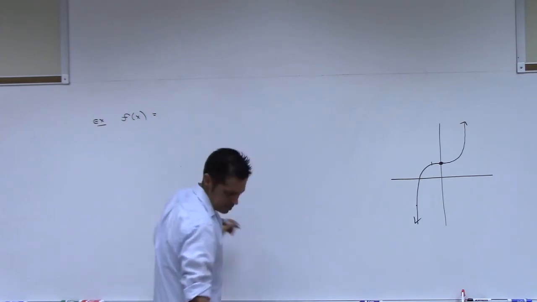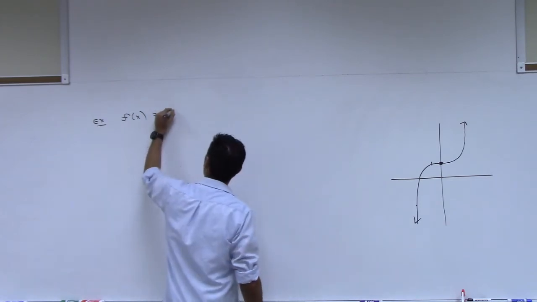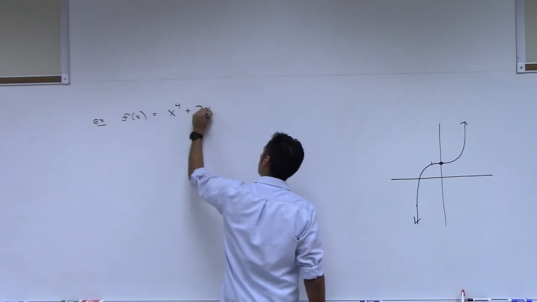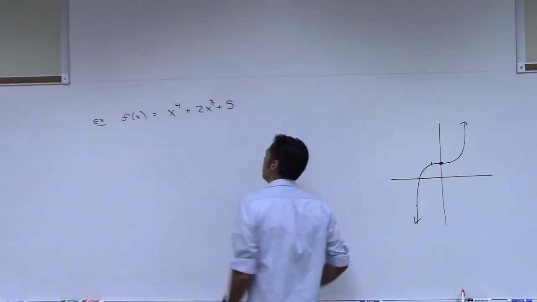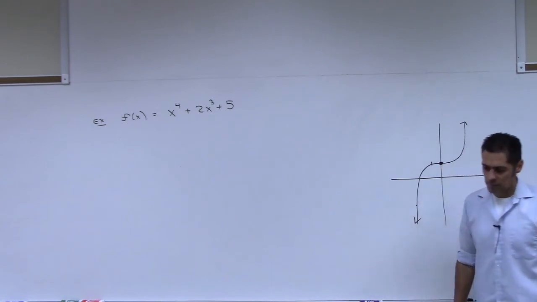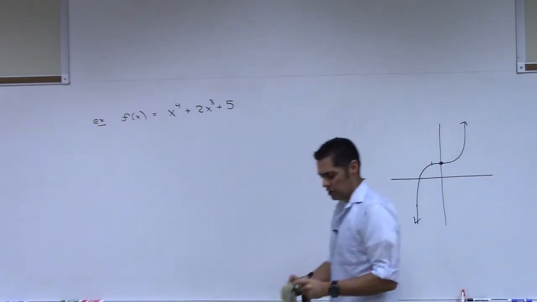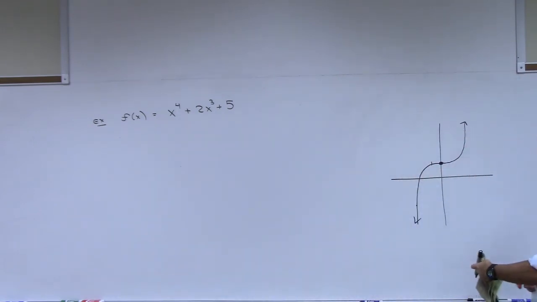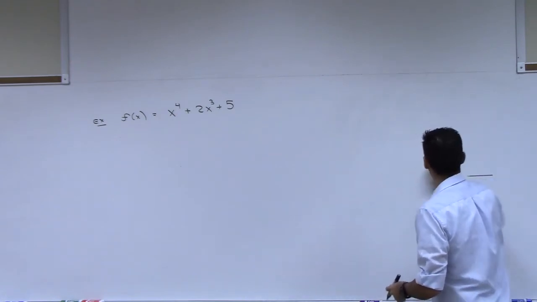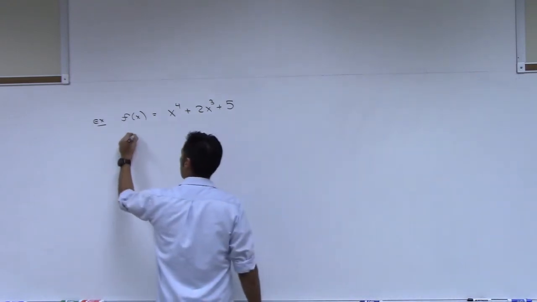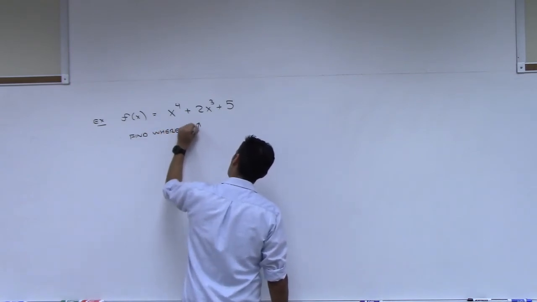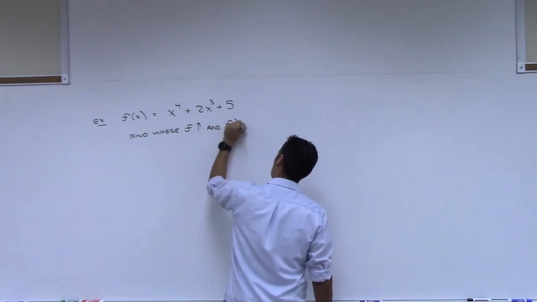How about x to the 4th plus 2x cubed plus 5. This is no longer a quadratic function, right? This is not quadratic, so we can't treat it like we normally treat quadratics. But we can follow the same procedures. We want to find where f is increasing and where f is decreasing.